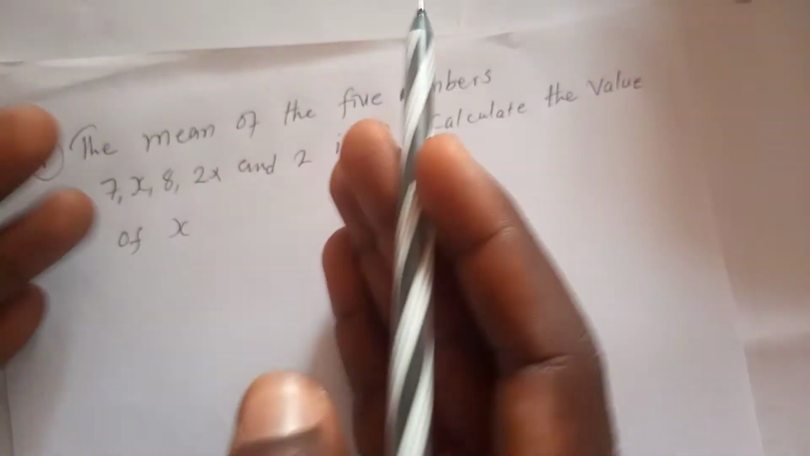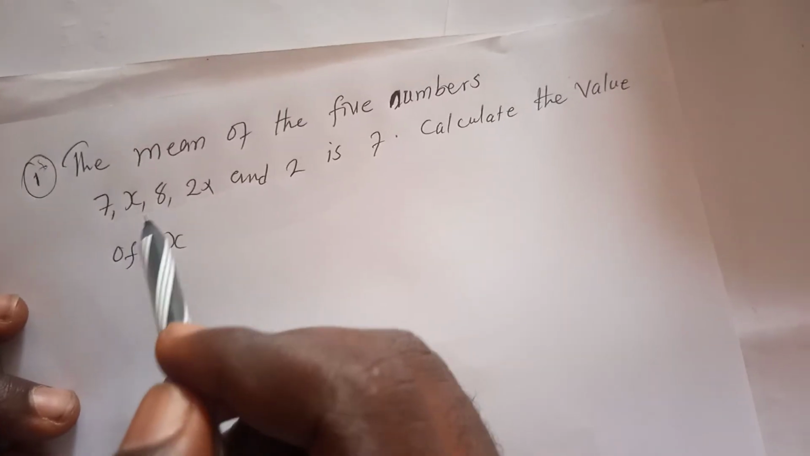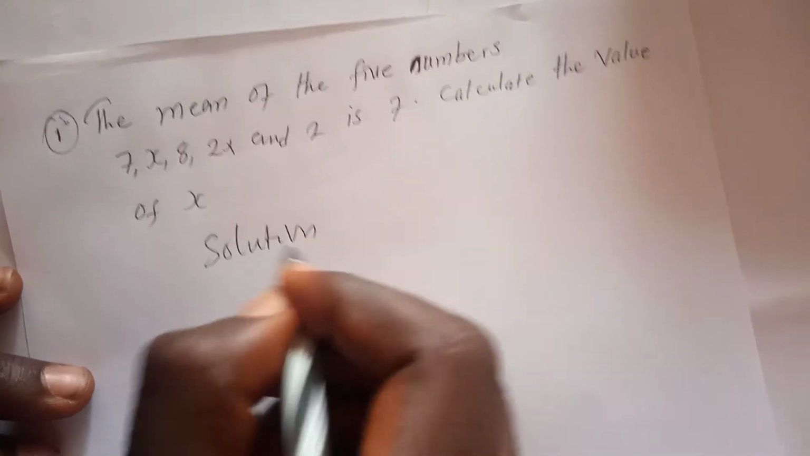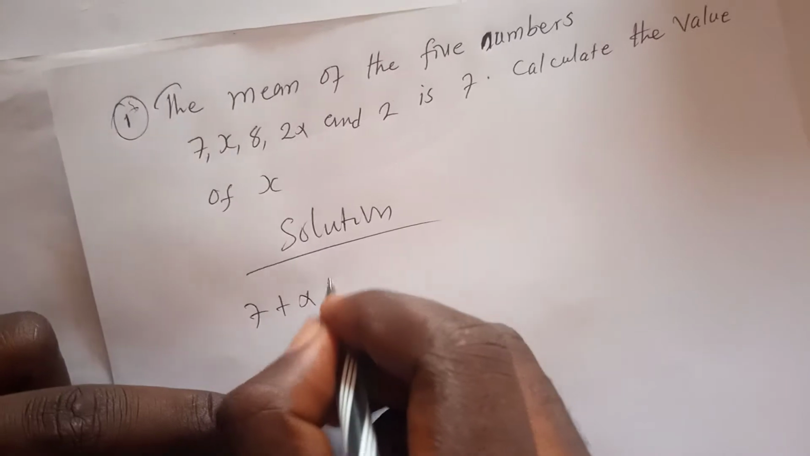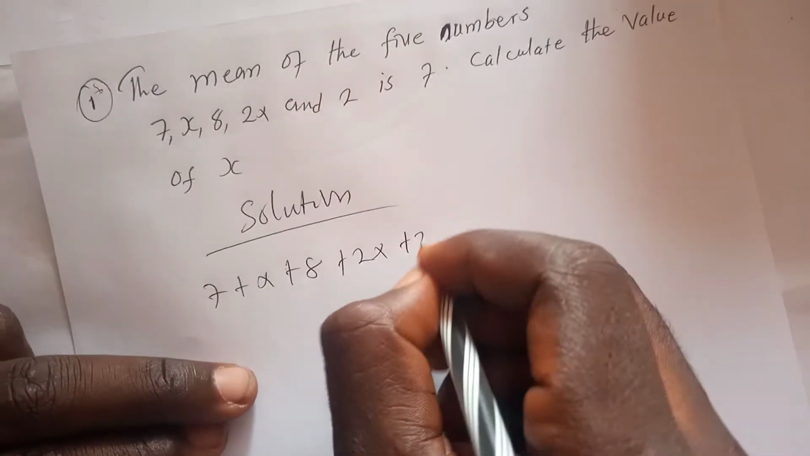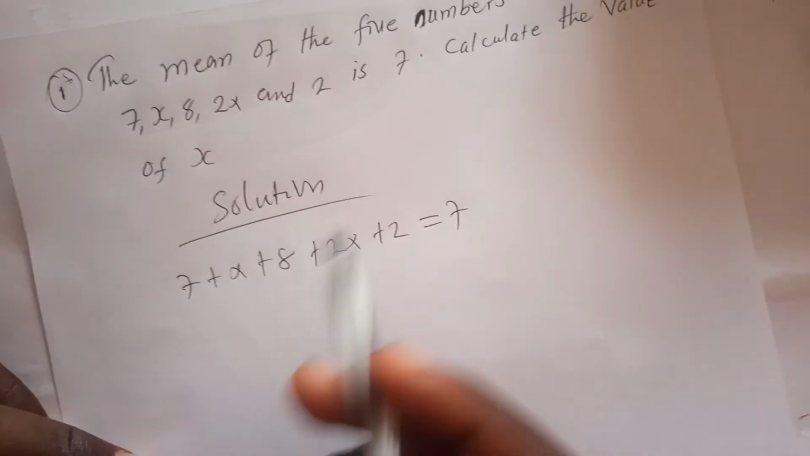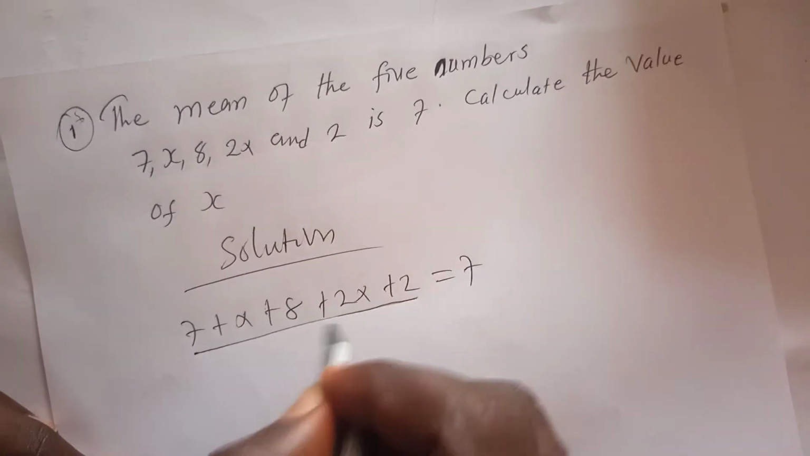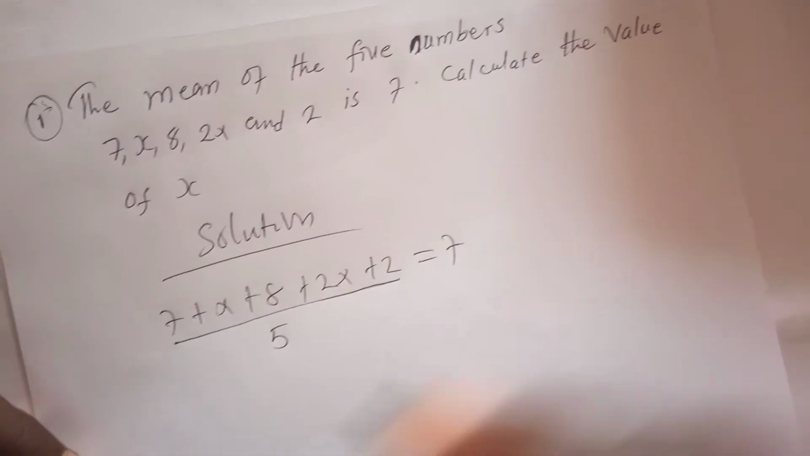You are given a set of numbers with the mean, and you are told to find the missing value among these values. Therefore, your solution will be: we have 7 plus x plus 8 plus 2x plus 2 equals 7, and you have 5 numbers. So this means that this whole set of numbers divided by 5 will give you a mean of 7.